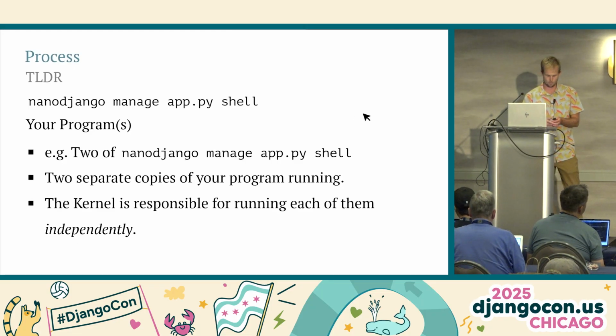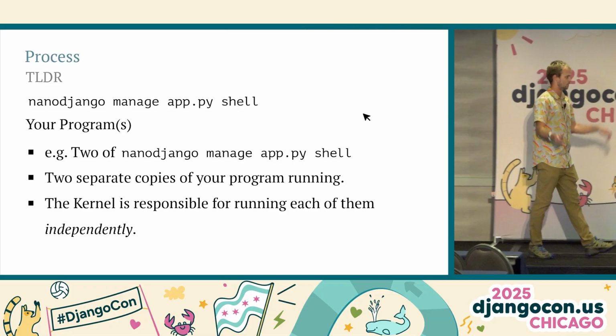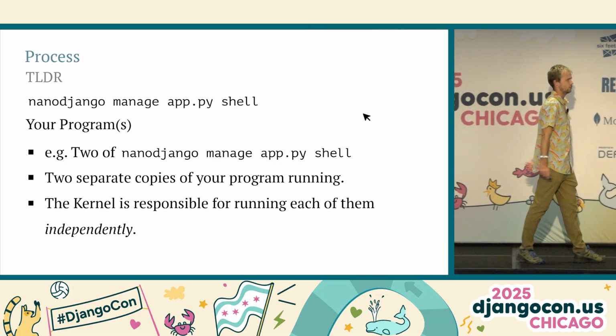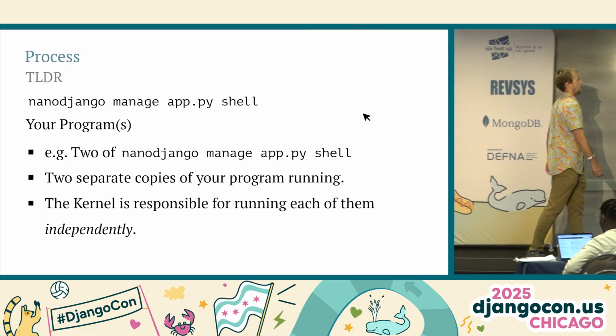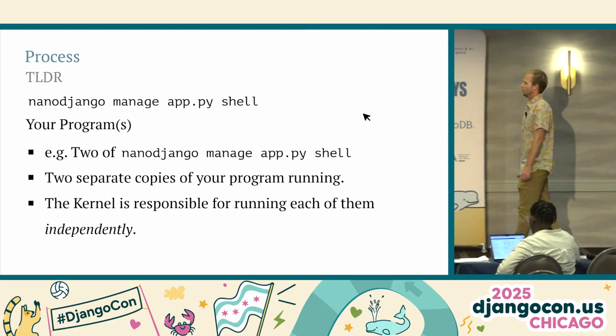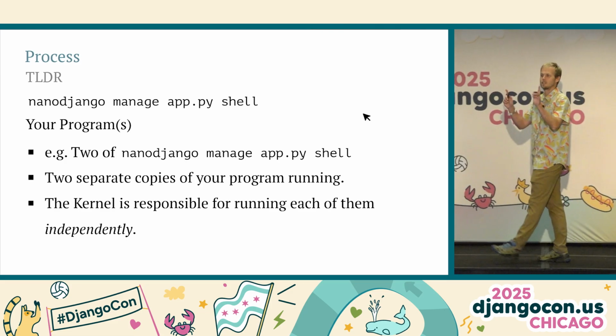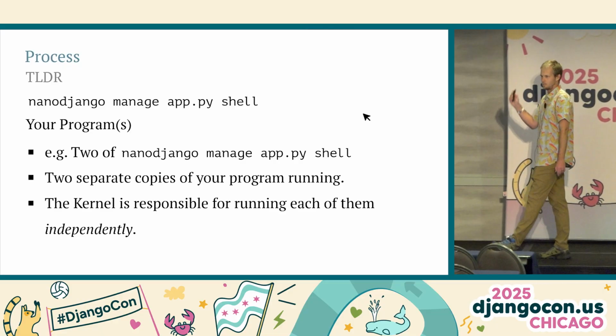All right, so Nano Django has a nice way to hop into the shell. If you're running two shells at the same time, different terminals, those are two different processes. If you're running runserver on two different ports, those are two different processes. And the kernel's job is to run those programs, and you can exit out of your Python program and the kernel stops it.